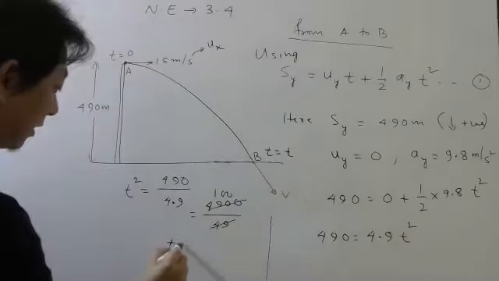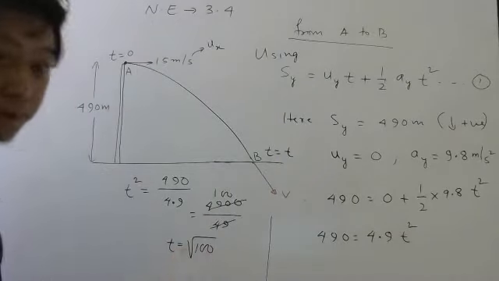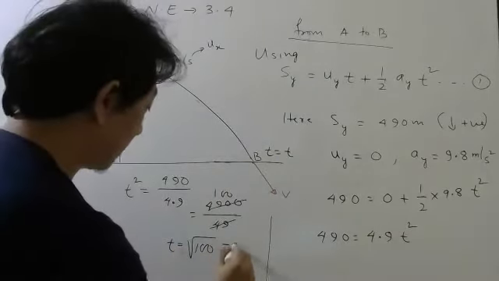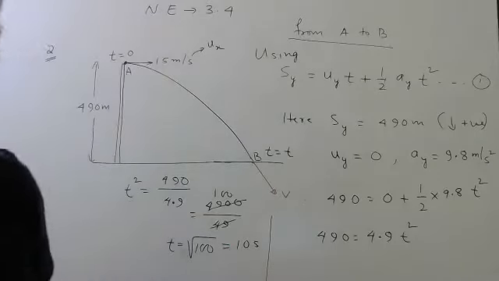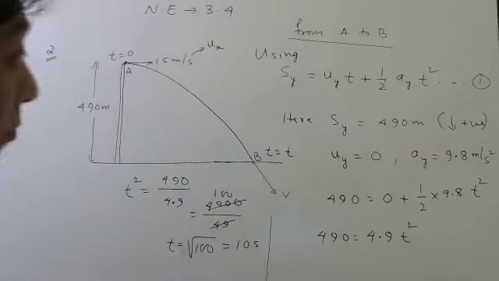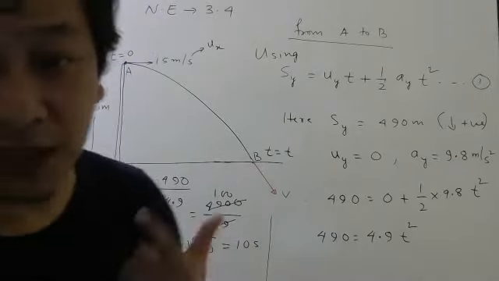So what will be the time taken? Square root of 100. How many seconds? 10 seconds. 10 seconds, right? Now, suppose you want to do the same problem in entrance exams.